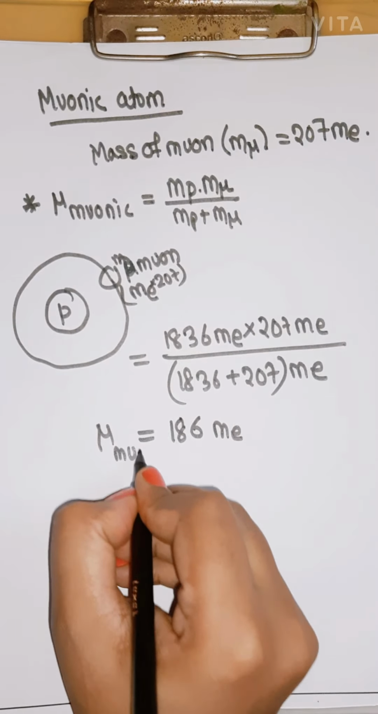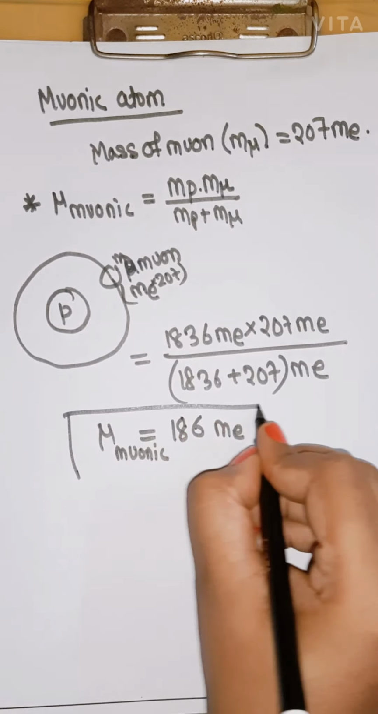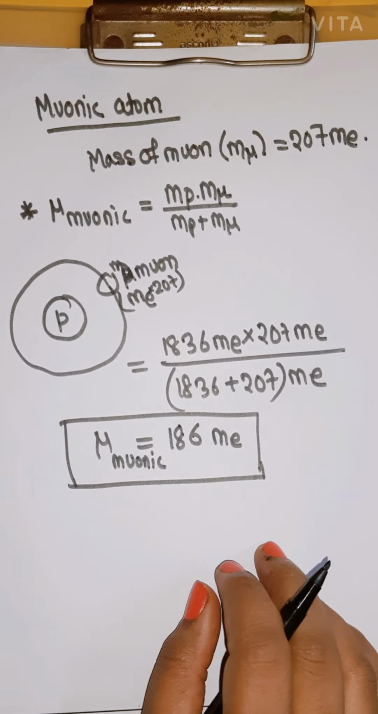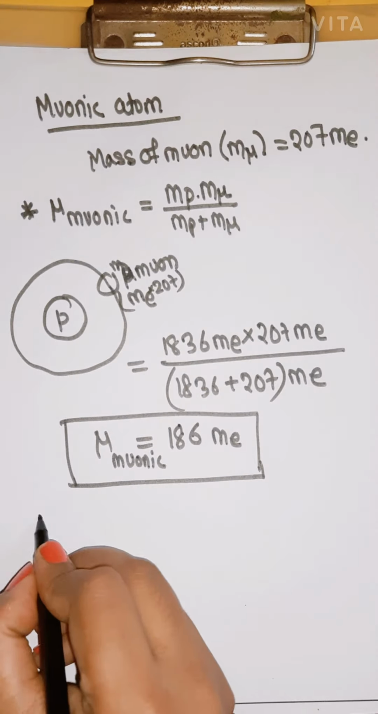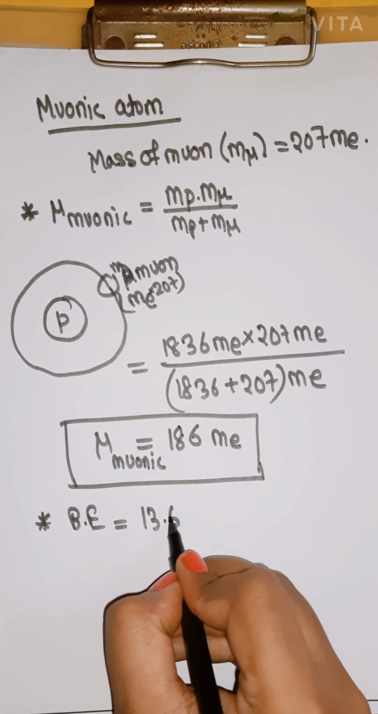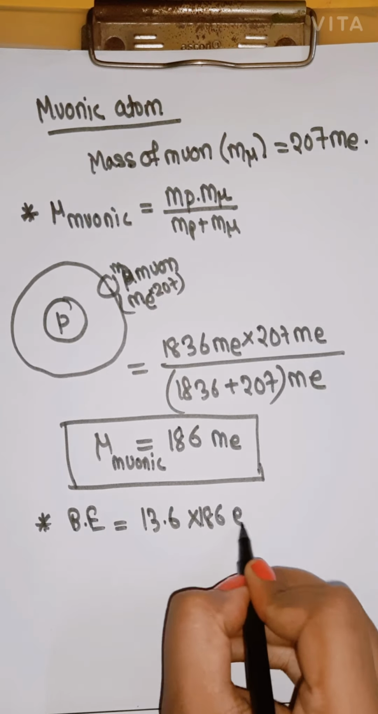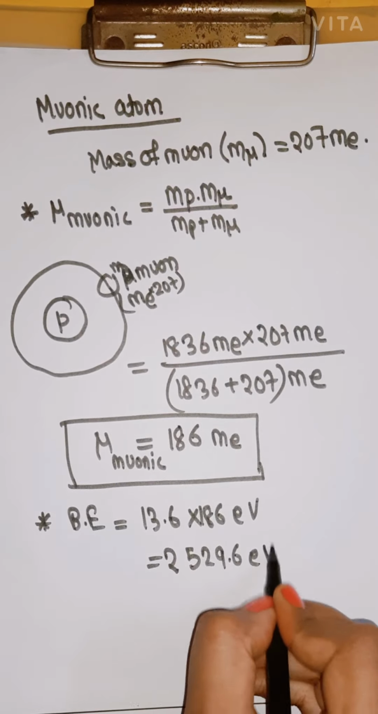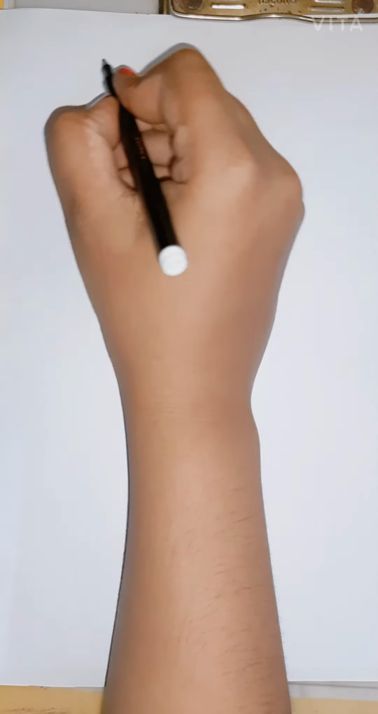So the muonic mass, that is the reduced mass, is 186 times the mass of the electron. So the binding energy, if we calculate, will be equal to 13.6 into 186 electron volt, which is equal to 2529 electron volt.